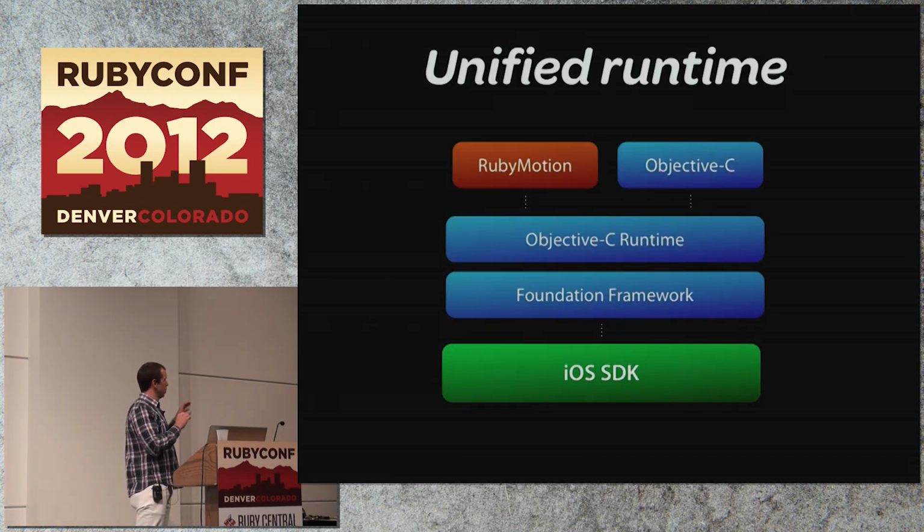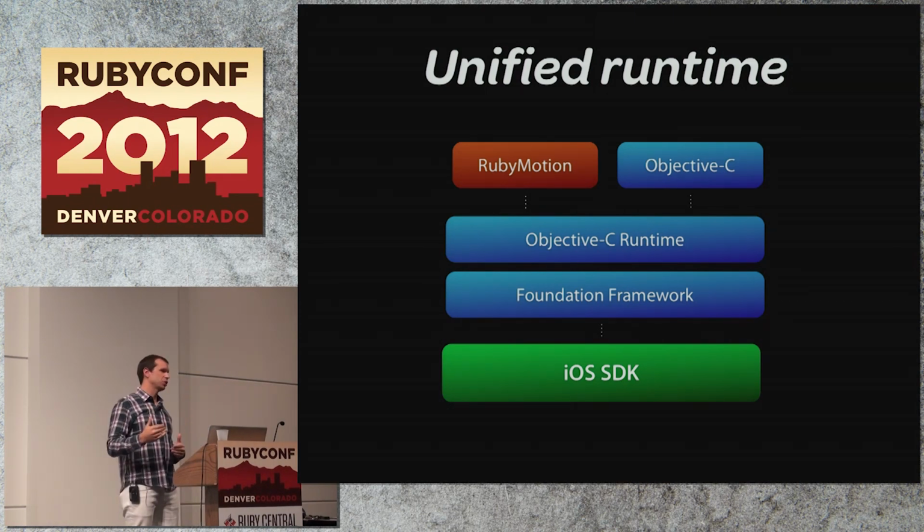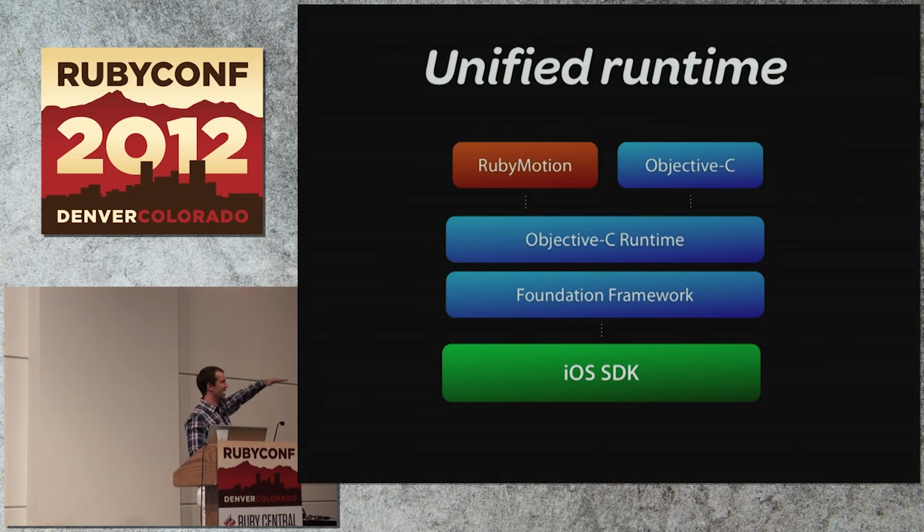This runtime, the RubyMotion runtime, is exactly the Objective-C runtime. There is no other runtime. When you take an Objective-C source file and compile it, that compiles down to code that runs on the Objective-C runtime, which is built on the Foundation framework in the iOS SDK. RubyMotion compiles your Ruby code down to work on the exact same runtime. It's a unified runtime.